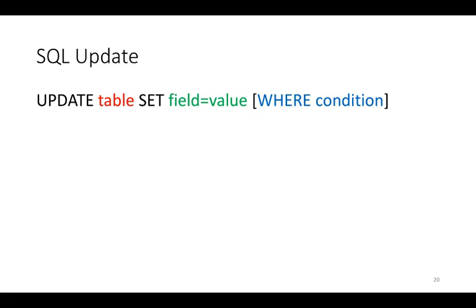Update table, set field equals value. We might have different fields and values. It's a comma separated list, as you'll see in a minute. And then an optional where query. So update this, set this column to match this, where something or other is true.